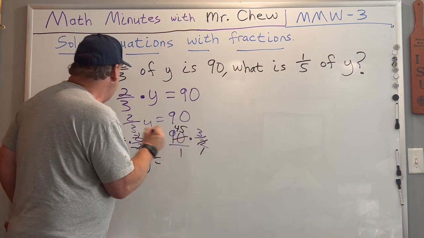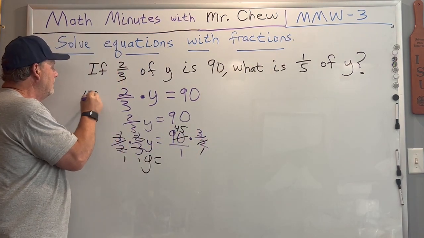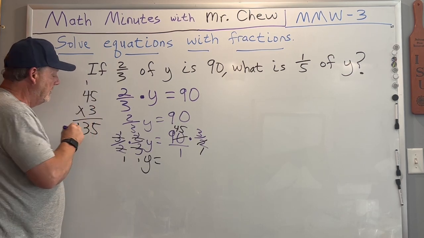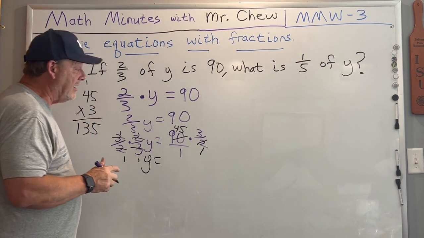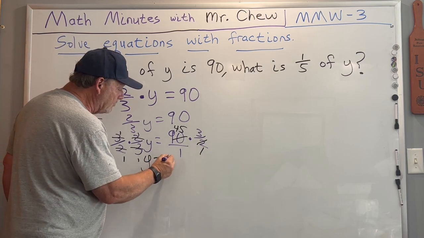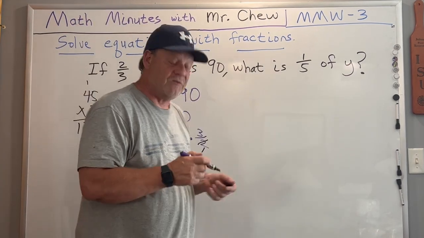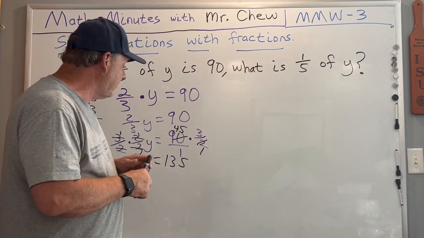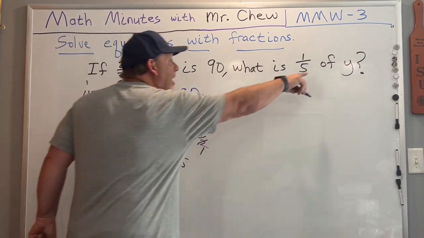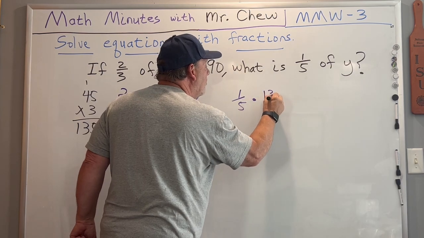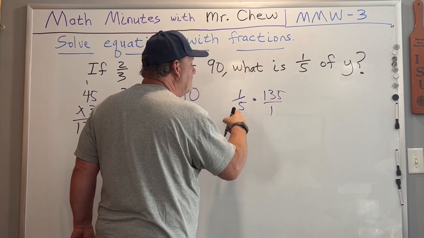45 times 3. So I can just multiply this. I get 135 when I stack it up. So y equals 135. That's not my answer. It wants 1/5 of that. So here is the second part. Of means times. So 1/5 times 135 over 1.